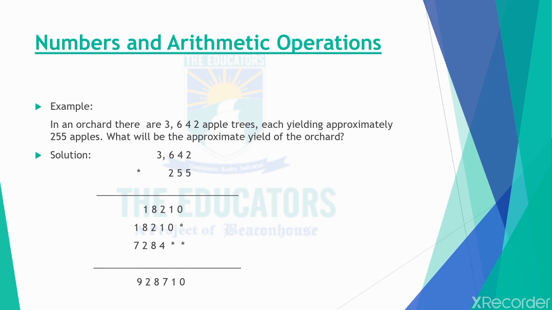Now in the third line, we would write two multiplication symbols on the unit place and tens place, and then again we would start reading the table of 2 till all the numbers. Then we would get 7,284. Now we would add up all these figures. The answer which we get is 928,710.